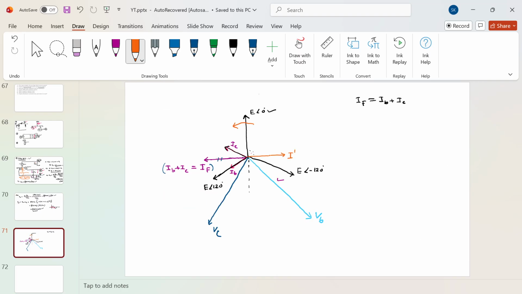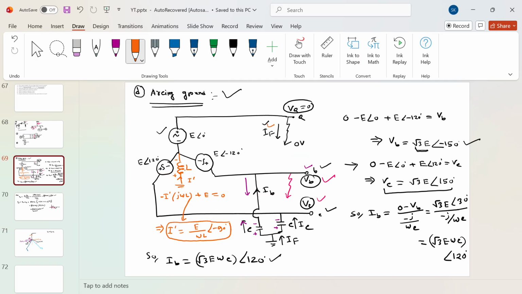This particular current I prime is nothing but the inductor current that will flow through the Peterson coil. Basically, this inductor is variable in nature. Depending on the capacitance, we have to fix the value, and we call it a Peterson coil. By varying the air gap of the core material and so on, we can vary the inductance of this inductor, and you can nullify the arcing ground phenomena.